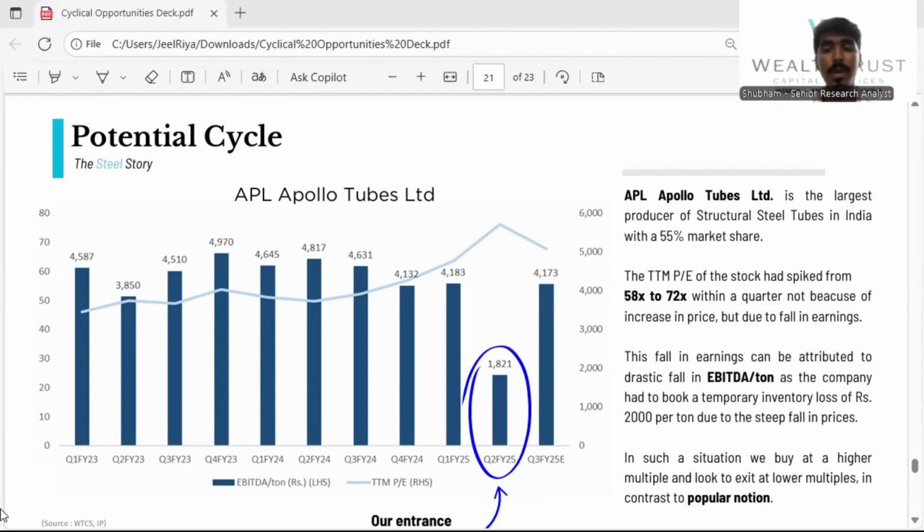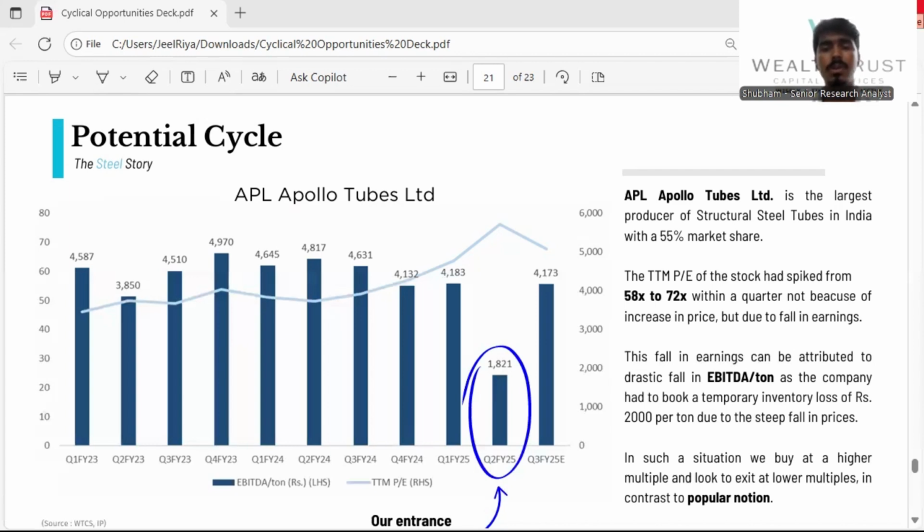But everybody assumes that this could be just because of price appreciation, but this wasn't because of price appreciation. It was because earnings temporarily collapsed due to an inventory loss of around 2000 per ton. So whenever the PE increases from a substantial value to an extreme value, people always assume it's because of price appreciation. But most of the time, in this case of AP Apollo Tubes, it wasn't because of price appreciation. It was because of a temporary loss of earnings.